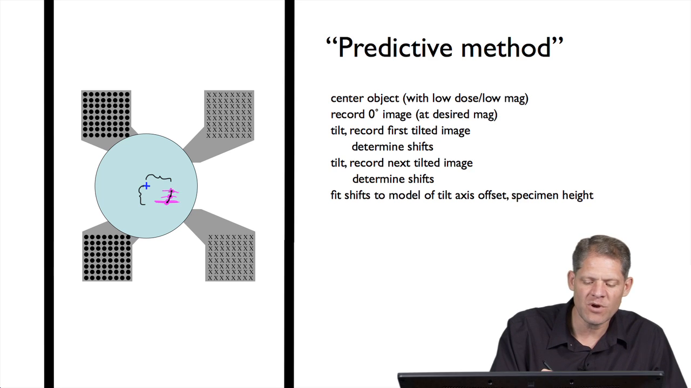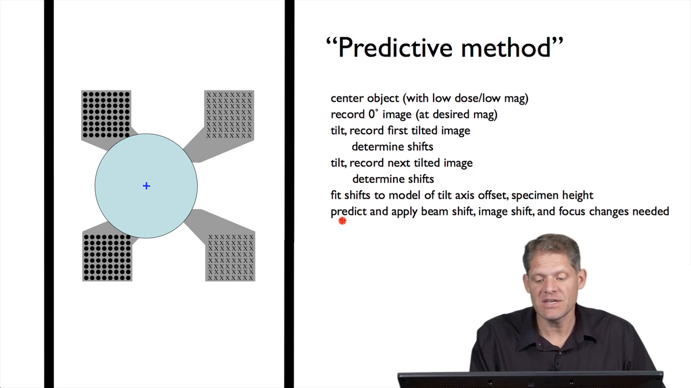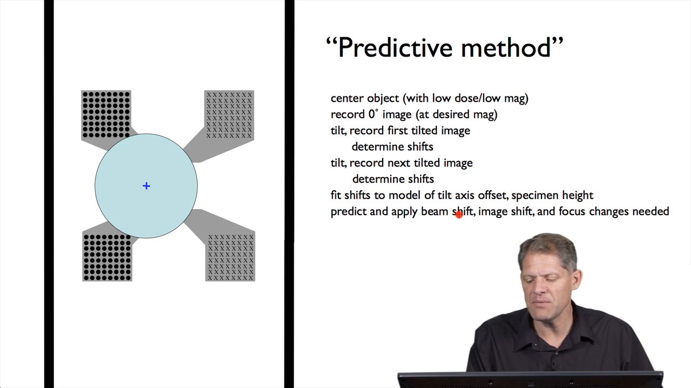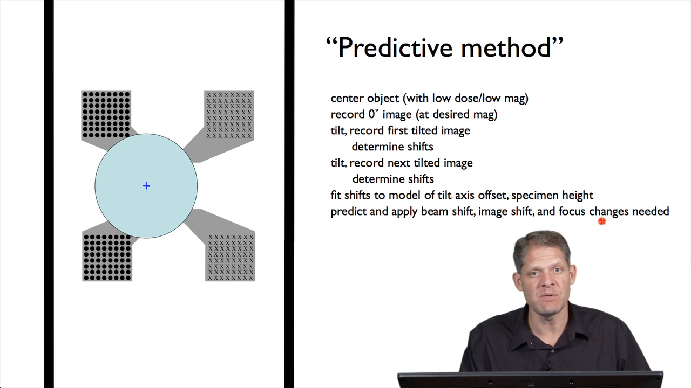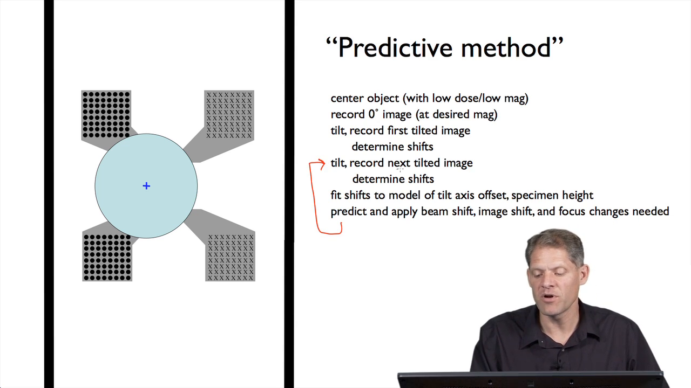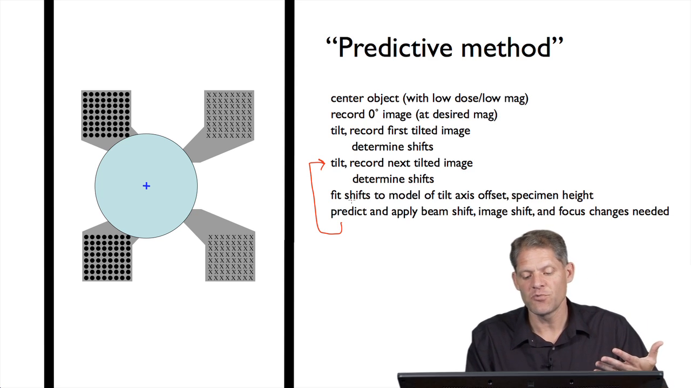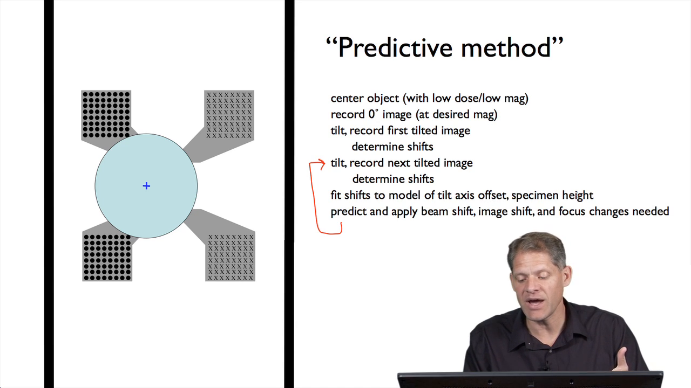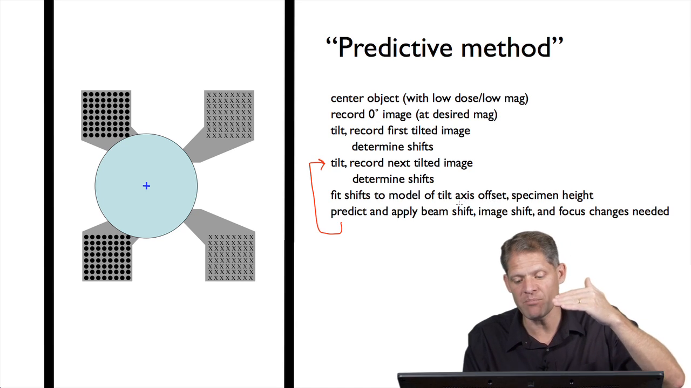Then you predict where you think it's going to move for the next image. After predicting where you think it's going to move, you then apply the appropriate beam shifts, image shifts, and the focus changes that would be needed. And then you tilt the sample and record the next tilted image and determine the shifts. Now you can refine your model of what the tilt axis offset was and the specimen height was, because now you have more data points.